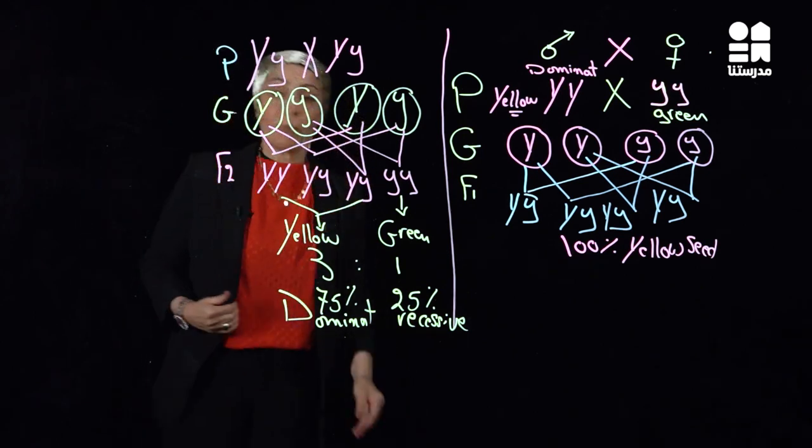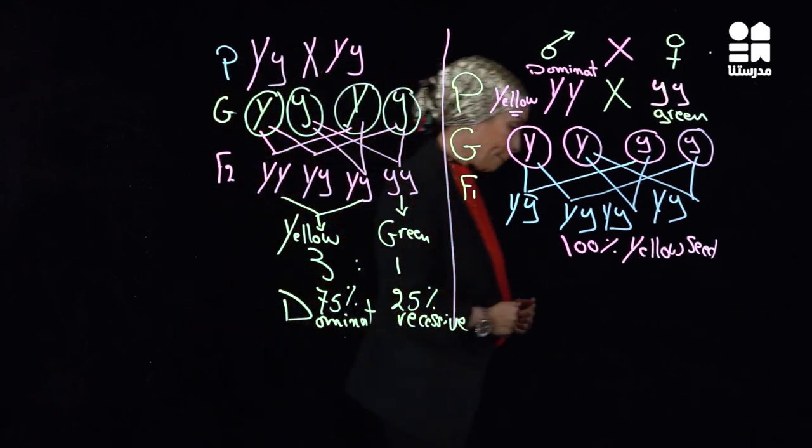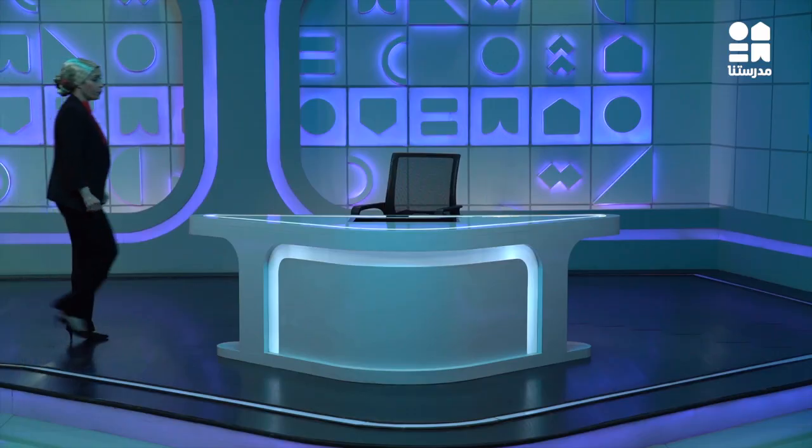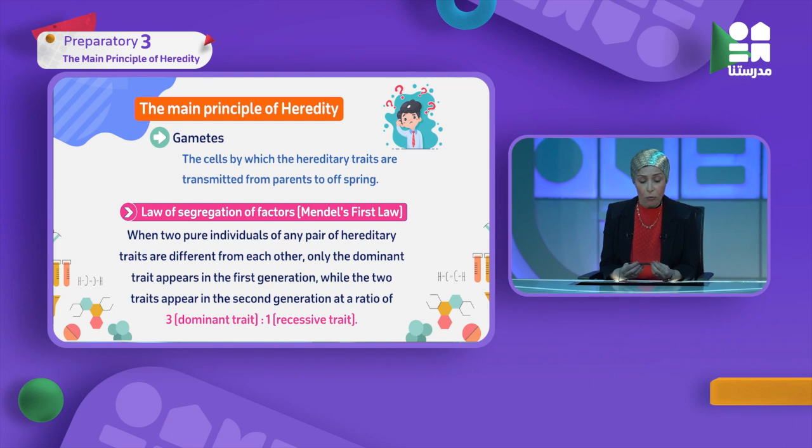Let's go and complete what we started before. Now, after we made the problem on the board together, we are going to conclude from it the first law of Mendel. We said before that Mendel has 2 laws, very important laws in genetics. One of them is called the law of segregation. As I said before, the word segregation means separation. The law of segregation of factors is what I call Mendel's first law.